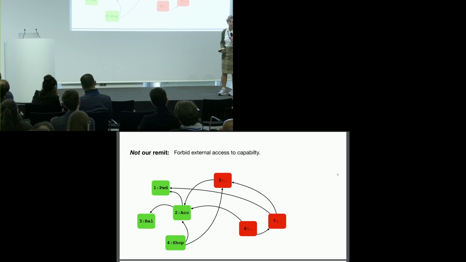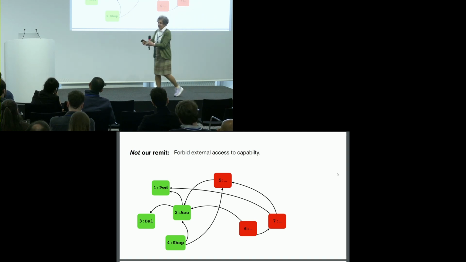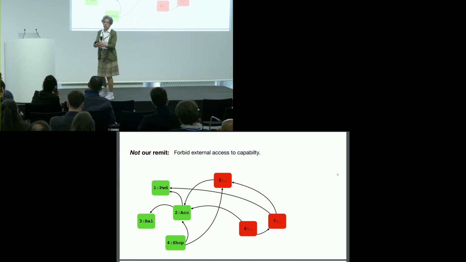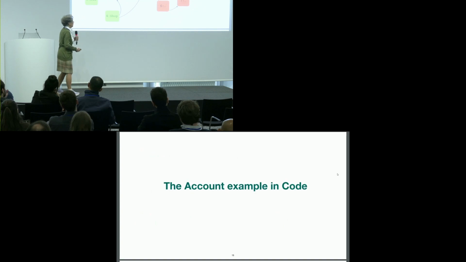And what is not our remit again is we do not try to restrict how the external objects have access to the internal objects or to the capabilities. In particular, it doesn't make sense to say nobody external has got access to the password, because if nobody external had access to the password, then the account would not be usable to anybody. We want to give the accounts to some people, and they should be able to make their payments with the accounts, but we want to have the certainty that those who do not have access to the password will not take the money out of it.